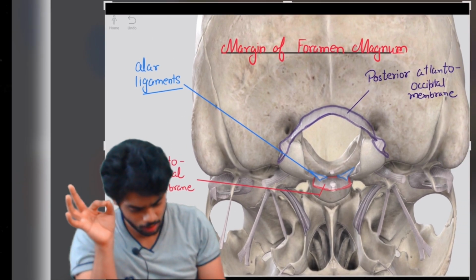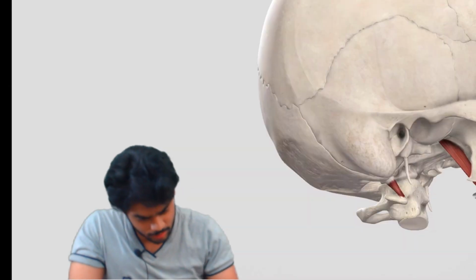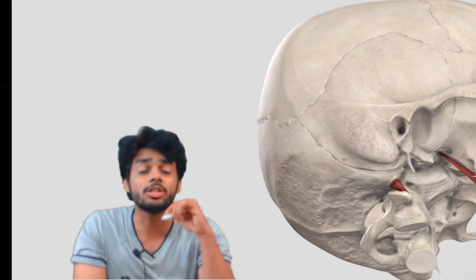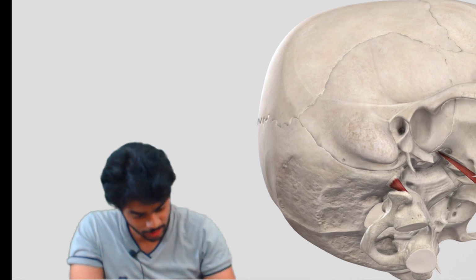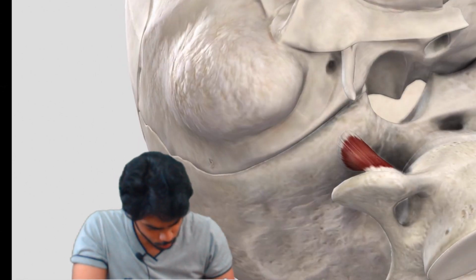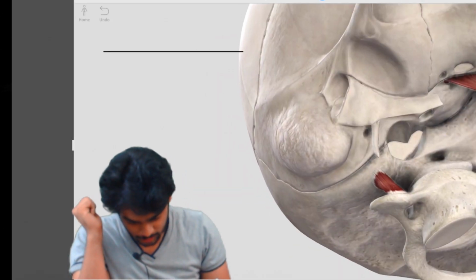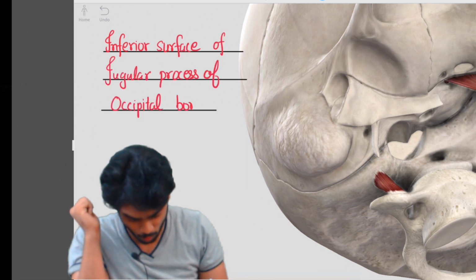Yes. Now, since we talked about these structures, we will see some other important structures, which are attached to the jugular process of the occipital bone. We are talking about the occipital bone. Here you can see the jugular process. Let me show you. This conical, triangular structure is the jugular process of the occipital bone. Let me mark this, the inferior surface of the jugular process of the occipital bone.